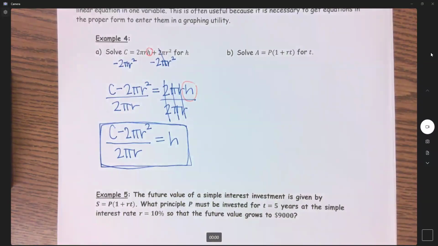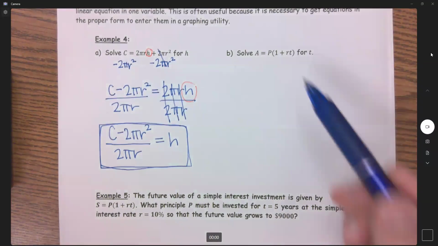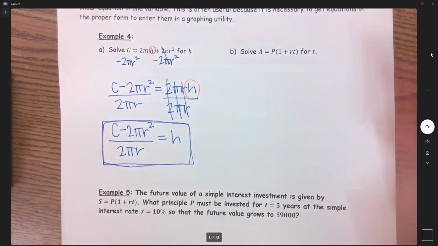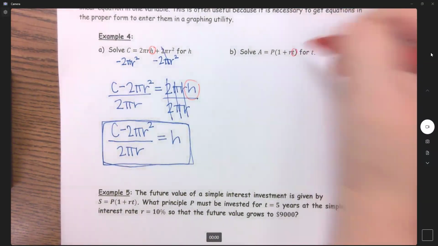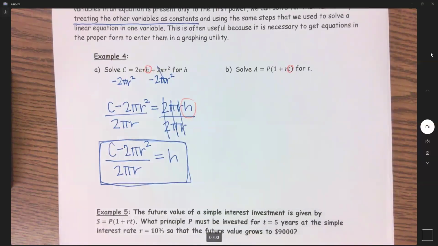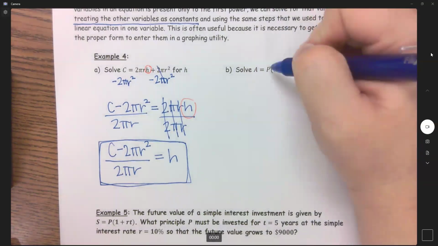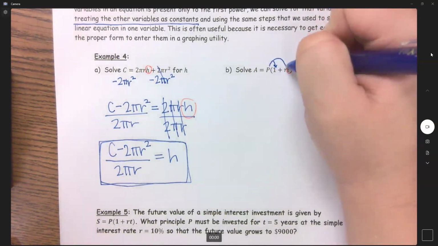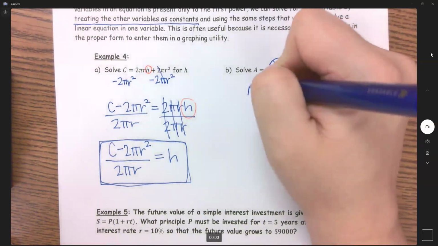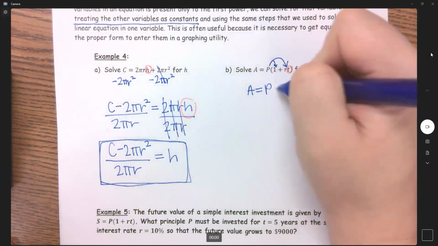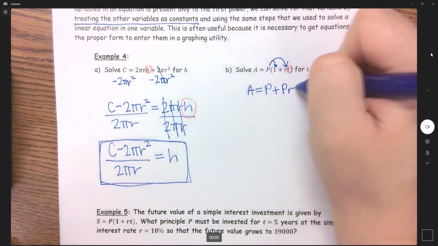Okay, now let's solve part B for t. So t is here in the middle. So what I'm going to do first is distribute in that P. So we're going to do P times 1 and P times RT. So I've got A equals P plus PRT.